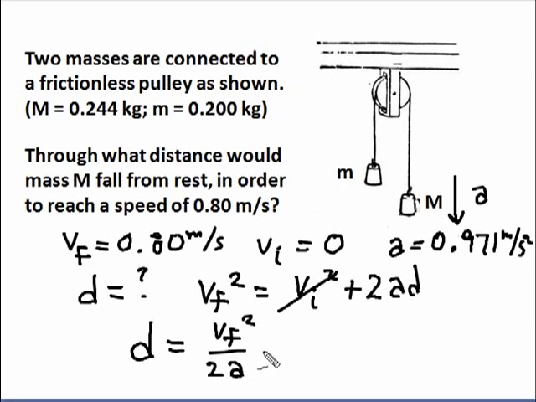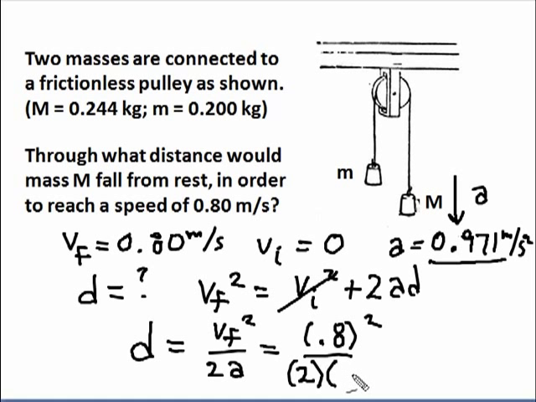Now, this is pretty easy to calculate out. So have your calculator and try this. We have 0.8 squared. Don't forget to square it. A very common mistake. And notice it's 2 times the acceleration, which is 0.971. A lot of students, I think, right away want to put in 9.8. But remember, this system is accelerating downwards at 0.971. And when I run that through my calculator, I'll give the answer to two significant figures because it's 0.80, that's 2 sig figs. I get 0.33 meters.